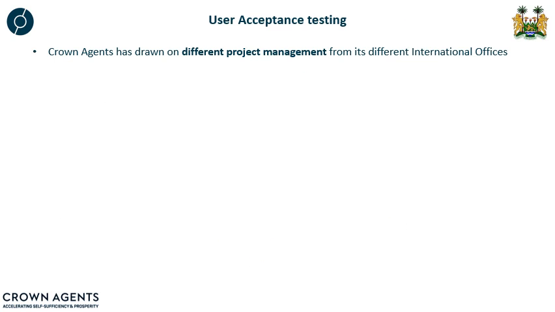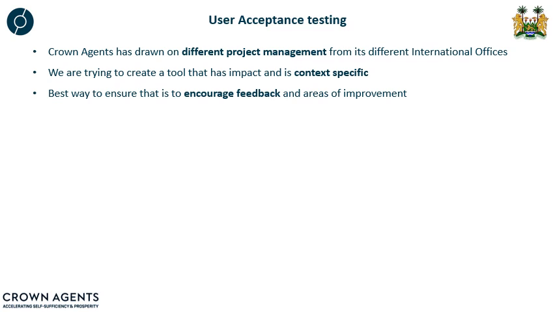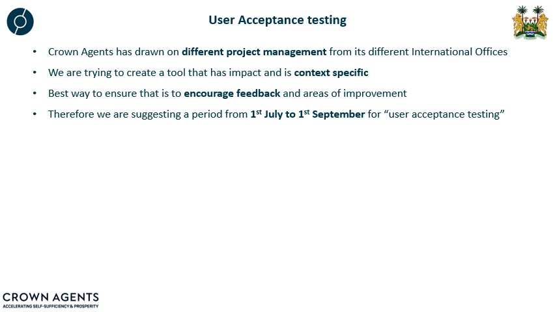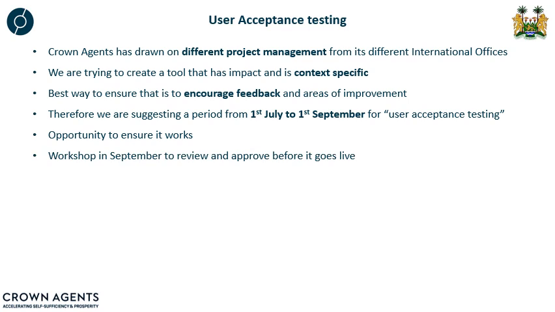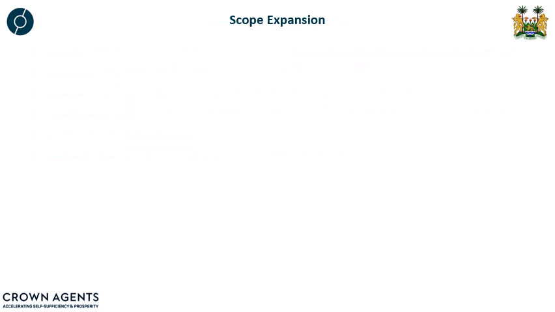User acceptance testing. So we're aware that this will take some time to bed in and for everybody to feel comfortable with it. And this is really the period we call the UAT. Crown Agents has drawn on experience from multiple different international offices to try and create a tool that's context specific. So we do encourage feedback and areas of improvement. We're suggesting a period from the 1st of July to the 1st of September for the UAT. Really, this is an opportunity to ensure that it works properly. We'll then have a workshop in September to review and approve it before it goes live.